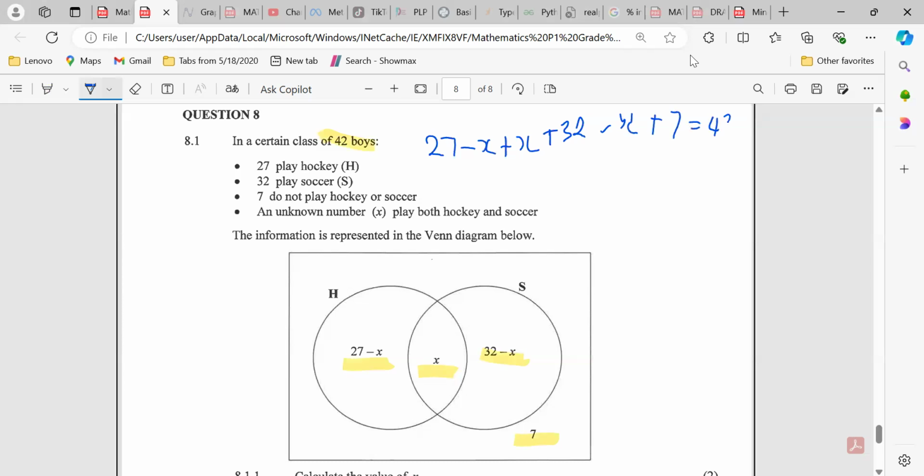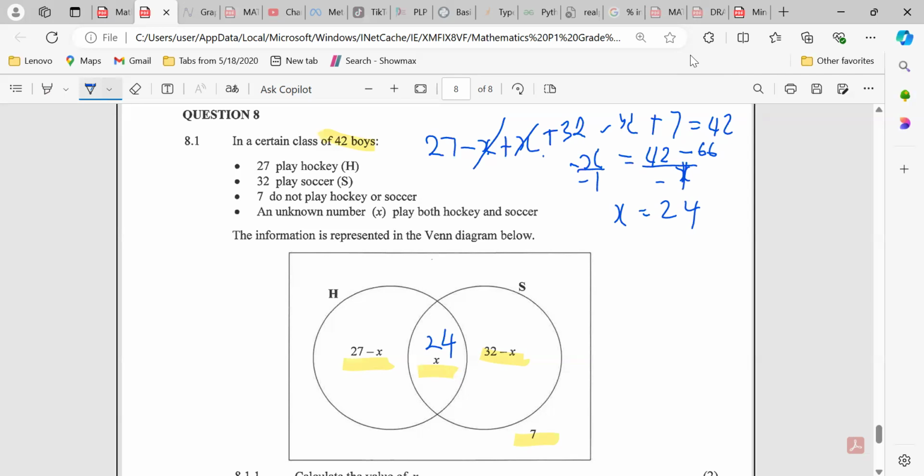This is going to give us 42. And if you know your little bit of math, you can see there's an x which is positive and an x which is negative, and these two are going to cancel each other out. The other things are 27, you add it with 32, you add it with 7. It gives you something like 66, which is positive. It jumps to the other side, so minus x is going to be equal to 42 minus 66. And then we divide by minus 1, because you don't want minus x, you want x. So x is going to be equal to 24.